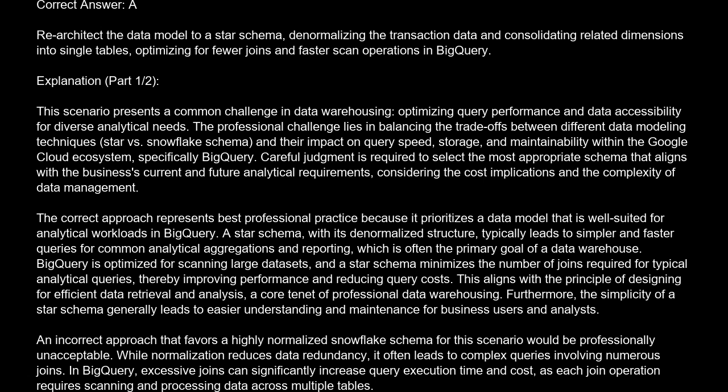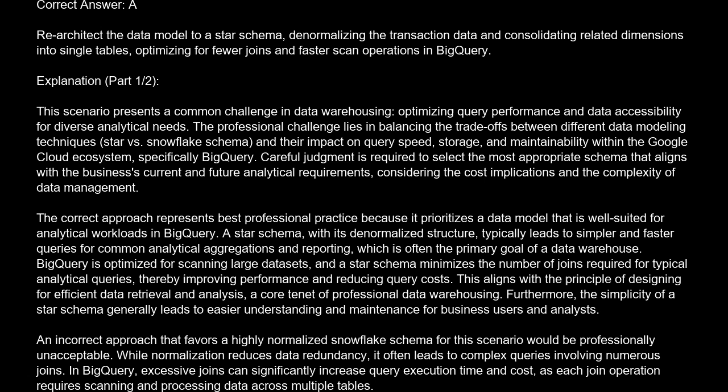This aligns with the principle of designing for efficient data retrieval and analysis, a core tenet of professional data warehousing. Furthermore, the simplicity of a star schema generally leads to easier understanding and maintenance for business users and analysts. An incorrect approach that favors a highly normalized snowflake schema for this scenario would be professionally unacceptable.